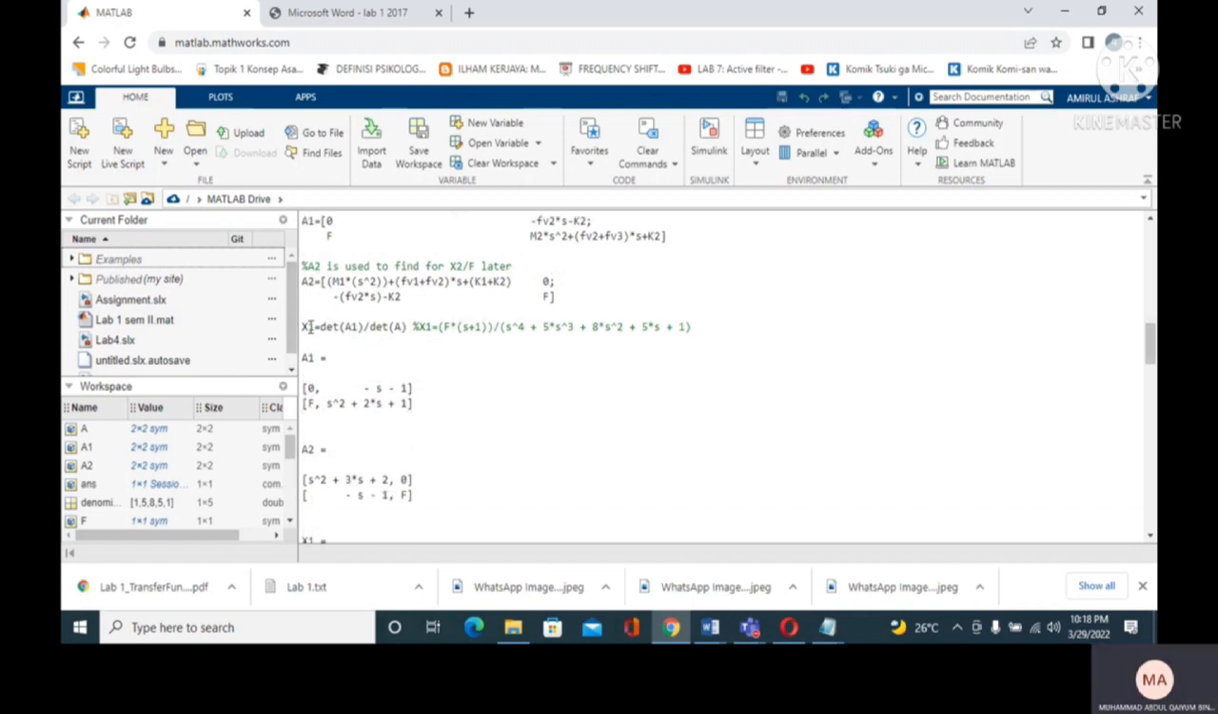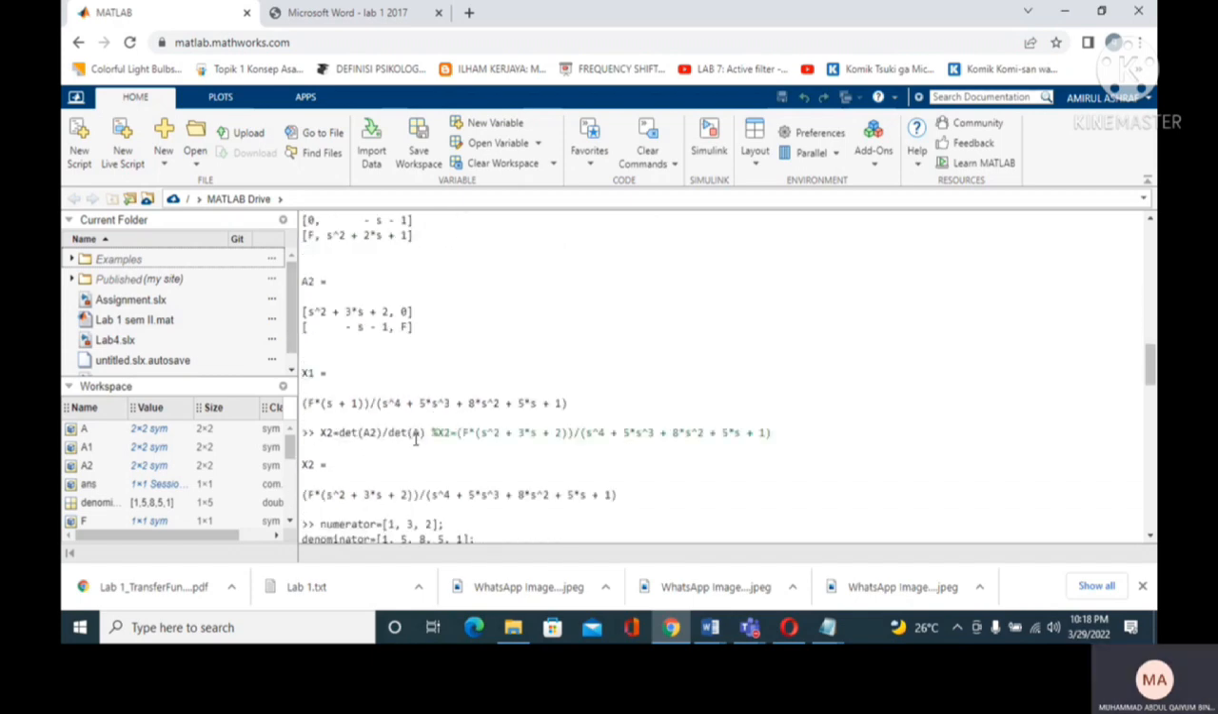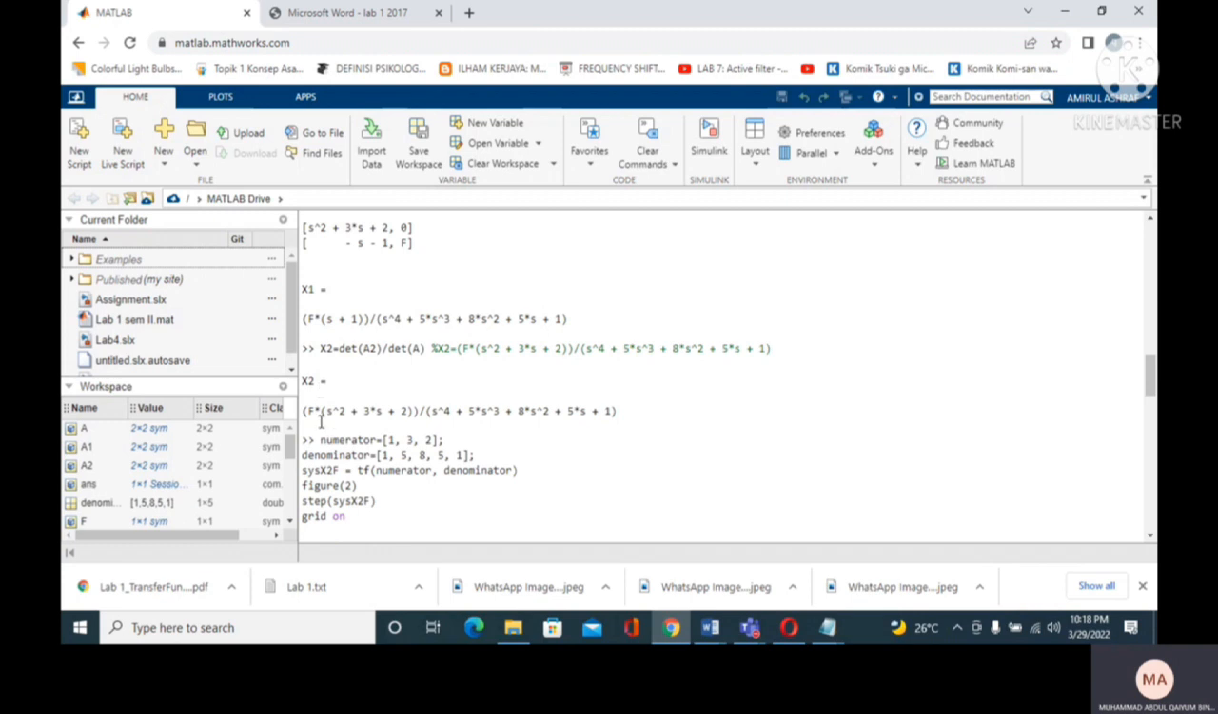If we run this equation, we will get this s1: f times s plus 1 over s^4 plus 5s cubed plus 8s square plus 5s plus 1. For the x2, we'll get f times s square plus 3s plus 2 over s^4 plus 5s cubed plus 8s square plus 5s plus 1. So this is for the x2.